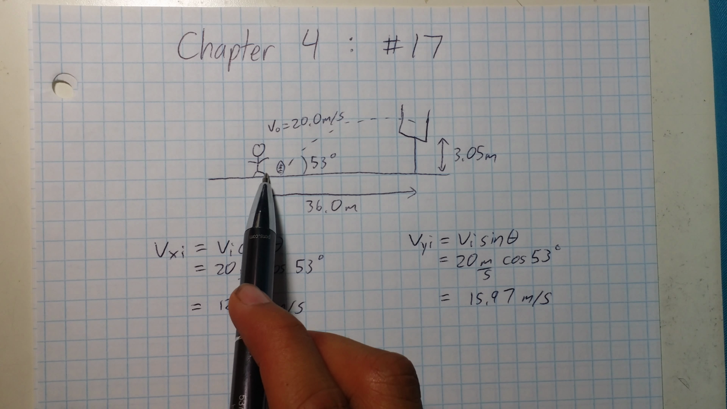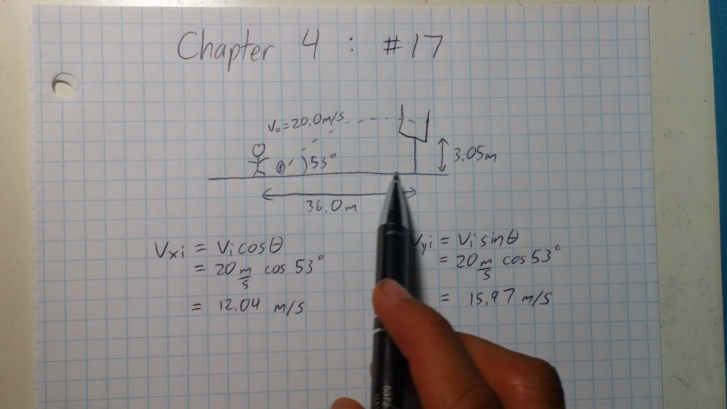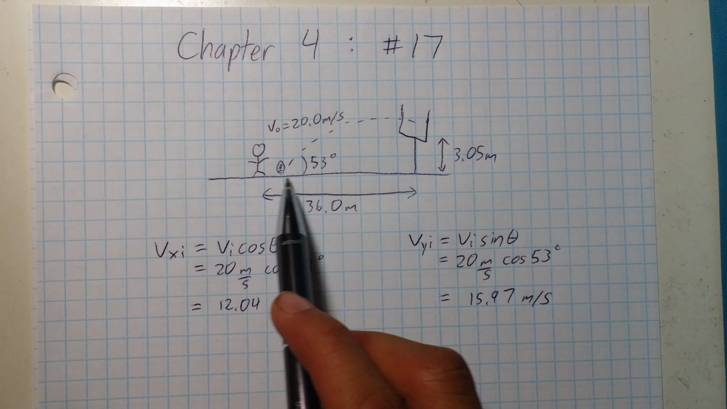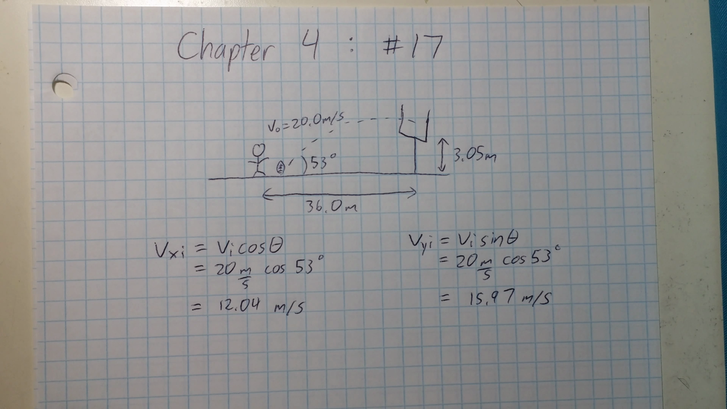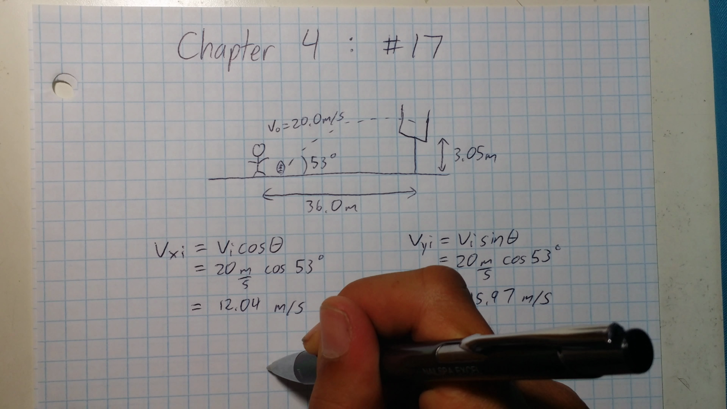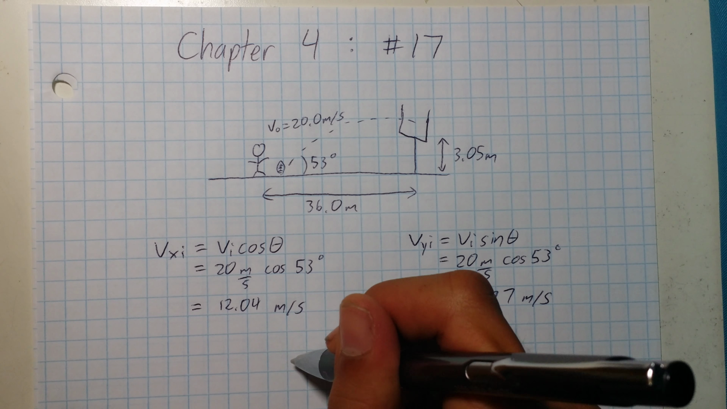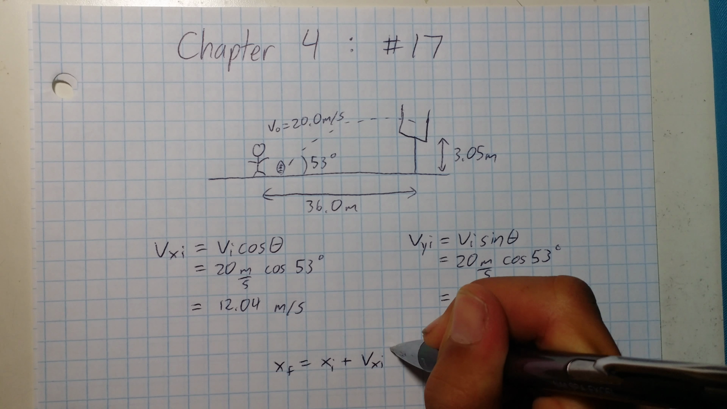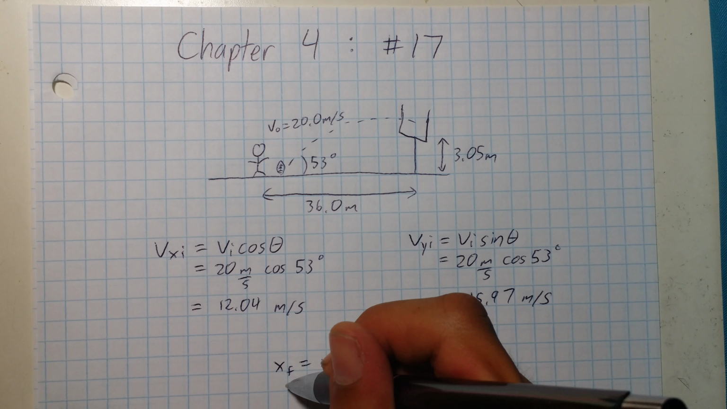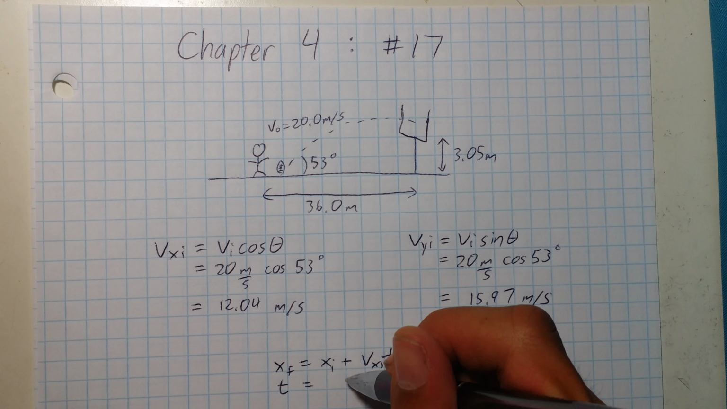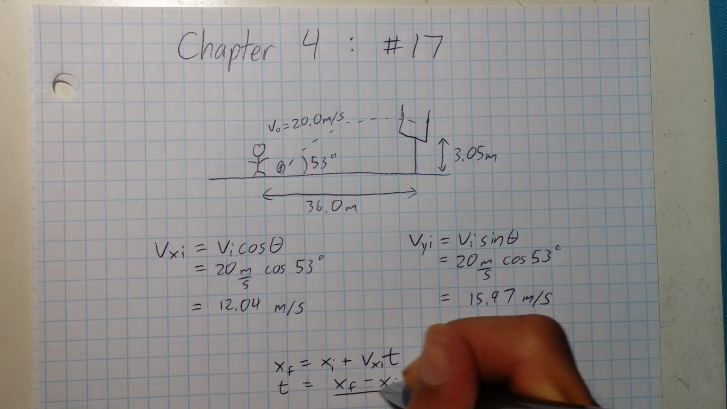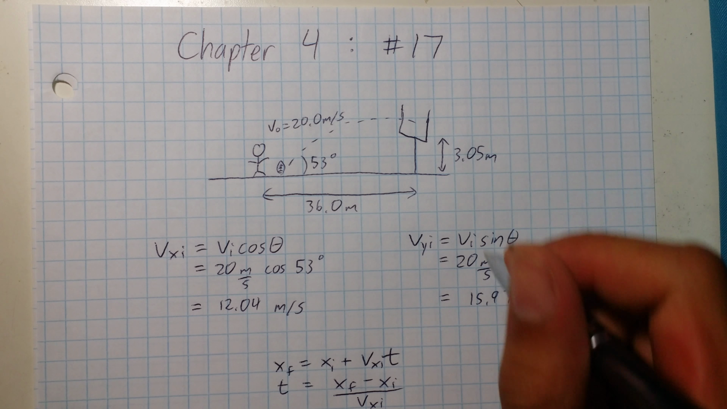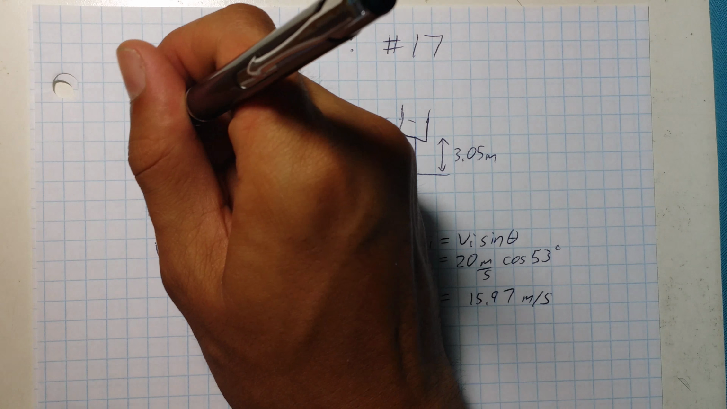So we know that the ball will travel 36 meters to get here, and we can also calculate the time that it takes for the ball to travel this distance. The way we do that is by using this formula, which is x final is equal to x initial plus velocity times time. We can solve for time by isolating the t variable, which gives us this formula right there.